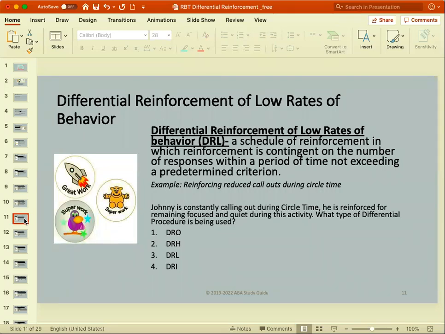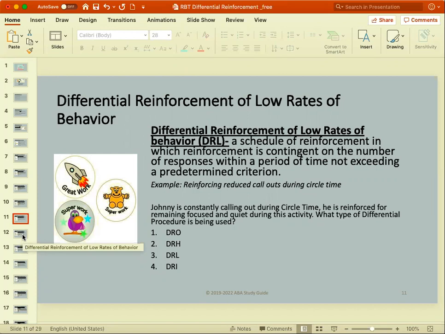A DRO, DRH, DRL, or DRI. So Johnny calls out; his baseline was 10 times in a 40-minute circle time. Now he calls out 5 times, he gets a sticker. We embed choice, we let him pick whichever sticker he wants, and we slowly decrease the interval and reduce it that way.